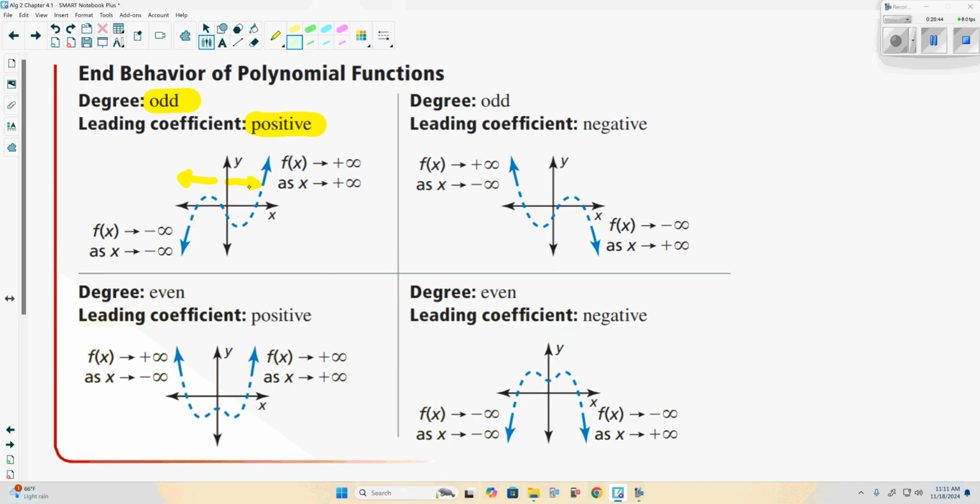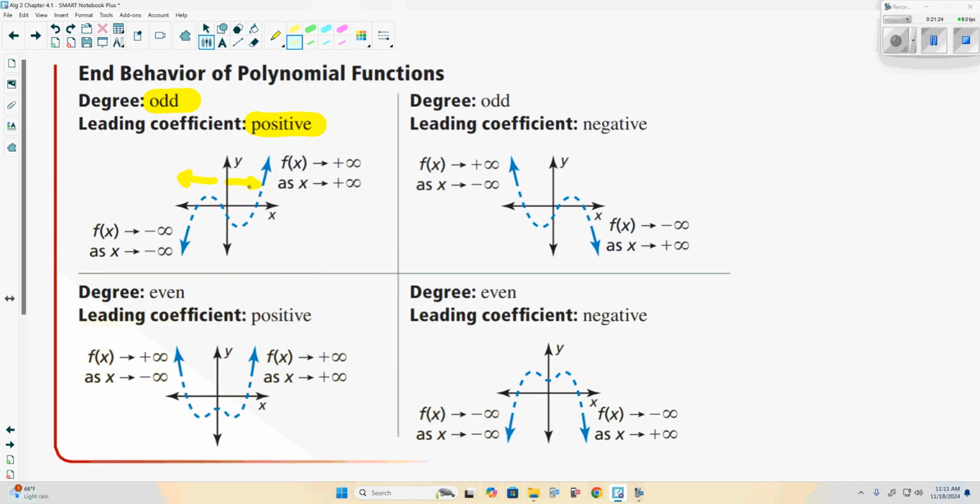So degree is odd. Degree even. Leading coefficient, positive. Since the leading coefficient is positive, f of x approaches negative infinity as x approaches negative infinity, and f of x approaches positive infinity as x approaches positive infinity. Okay. And that's the first one there.